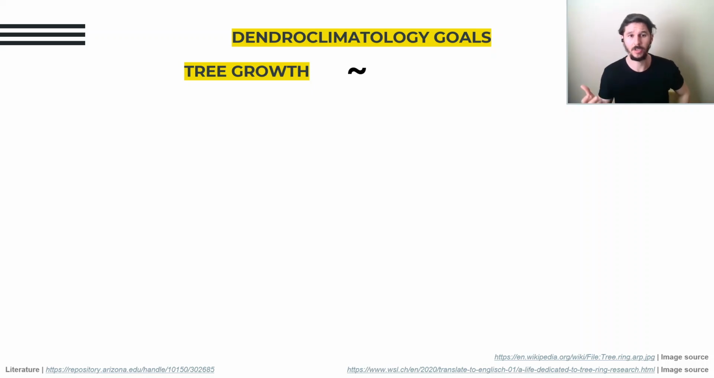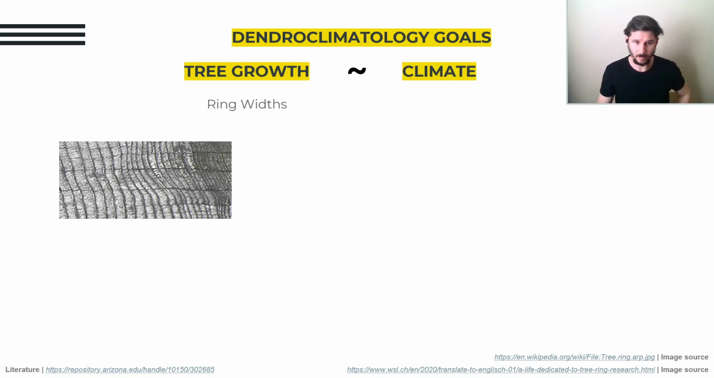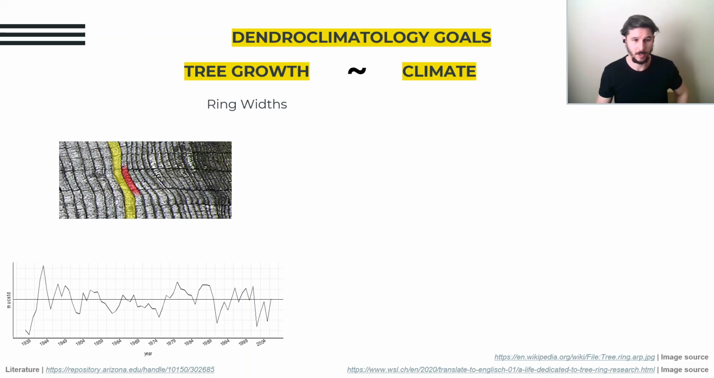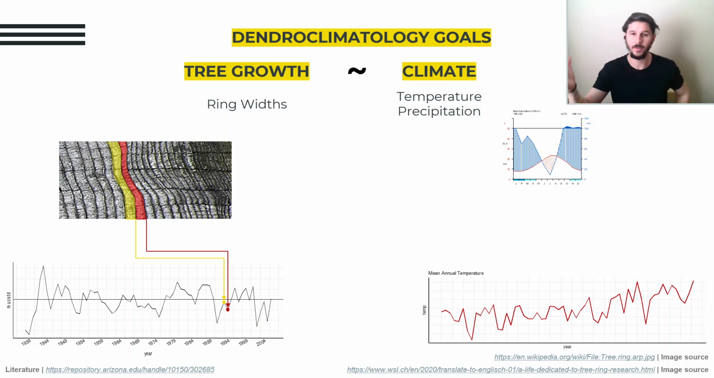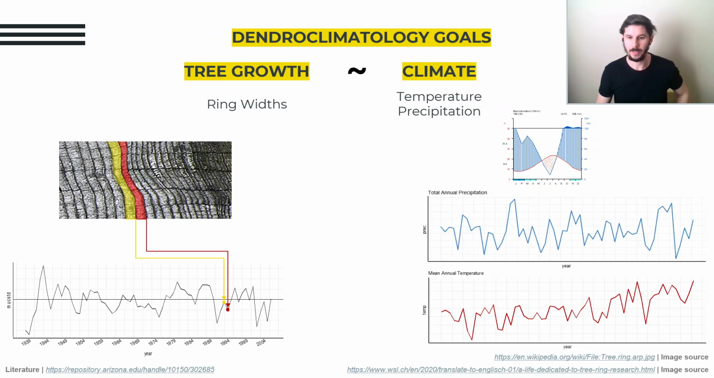So basically, in dendrochronology, you're trying to model tree growth as a function of climate. For tree growth we use the proxy of ring width, right? So basically, you're measuring the width from one boundary here to the next. And then you can actually plot that in a time series, like you see in this graph. For climate, you have mostly temperature and precipitation as the main drivers. There's a bunch of other things, of course, but temperature and precipitation are kind of at the top of the chain of events. And those can also be plotted as time series.